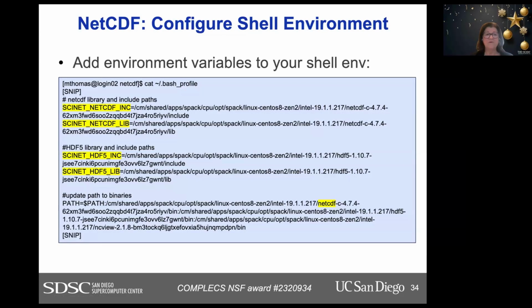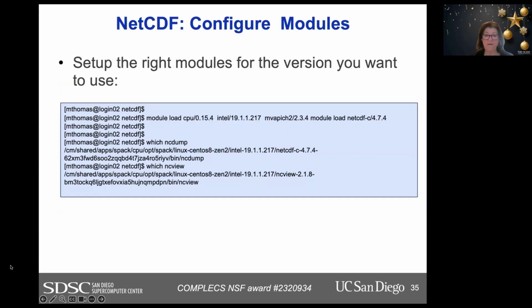So here's how I did it for setting things up in a .bash profile. In the binaries, you'll notice the binaries are installed. See that long path here? /cm/shared/apps/spack/cpu/opt/spack/linux. That is one of the installations. Whoops, let's go back up.